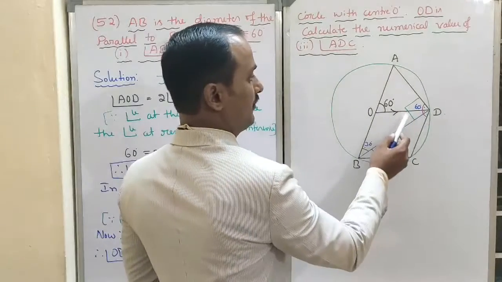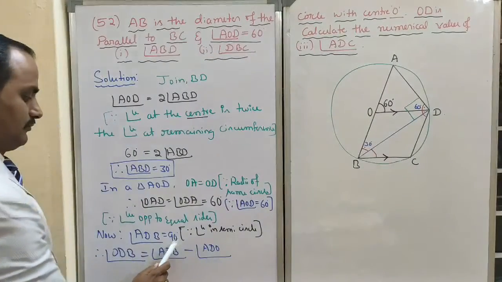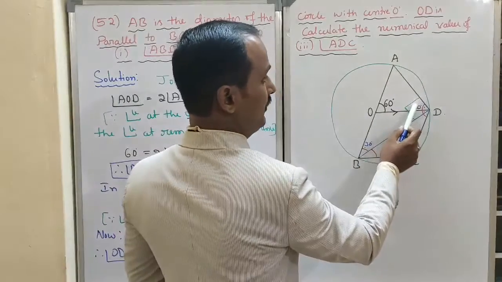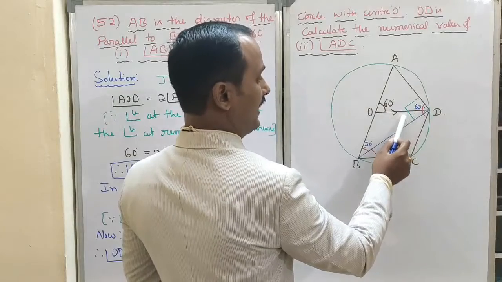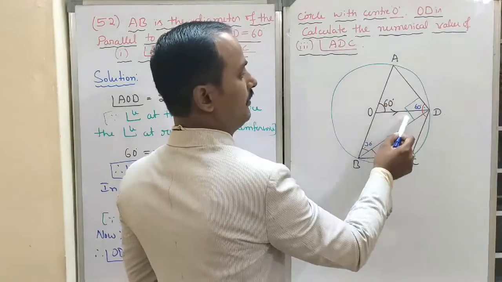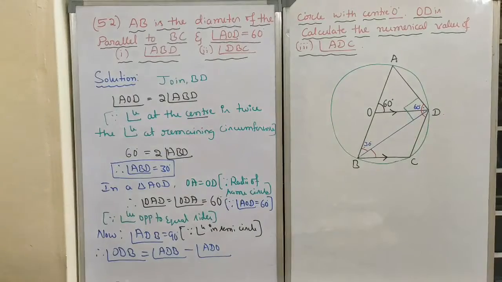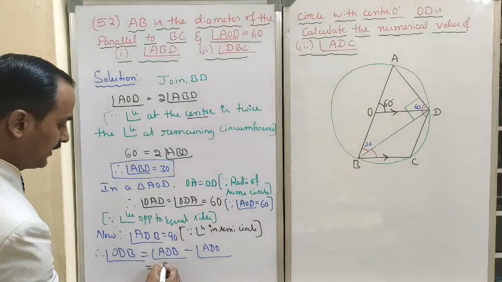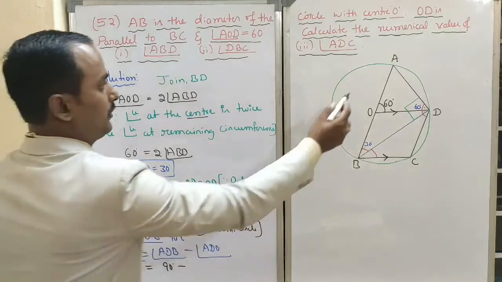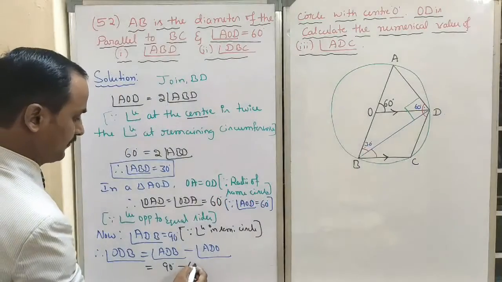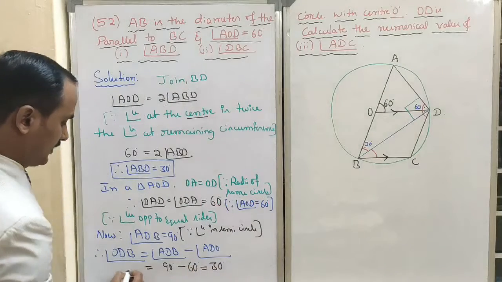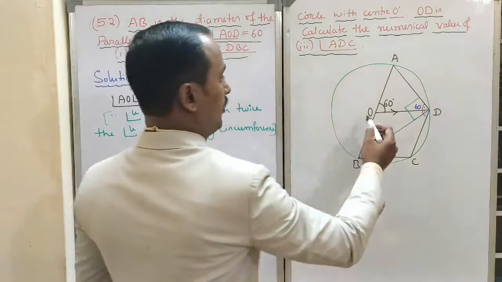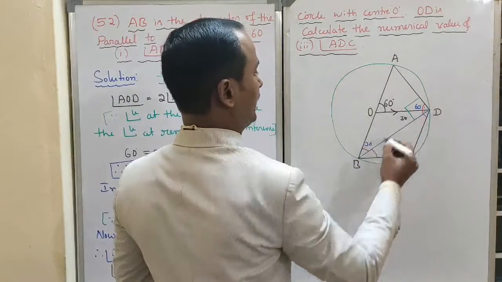The sum of these two angles is 90. ADB is 90 degrees, and we know this one is 60. This angle is equal to 90 minus 60. Shall I substitute that value? ODB is equal to ADB, how much is it? ADB we already found is 90 degrees, minus ADO, 60 degrees, is equal to 30 degrees. The angle ODB, this angle we found out is 30 degrees.